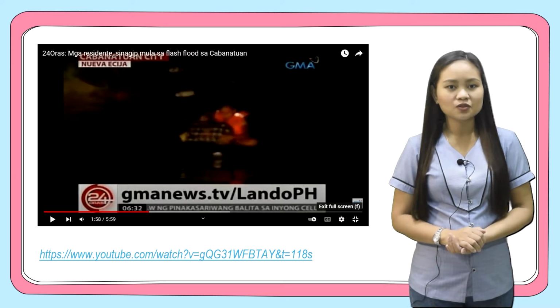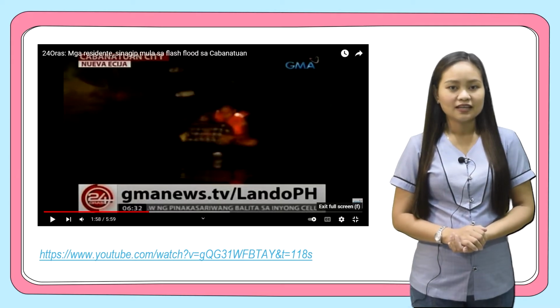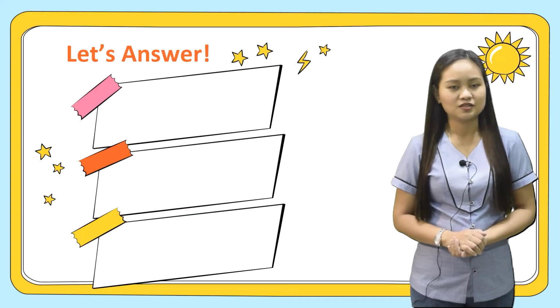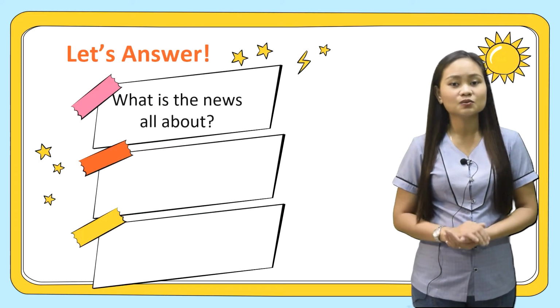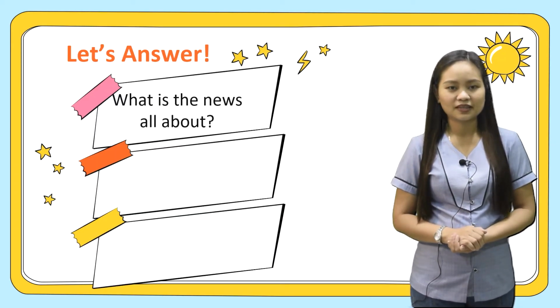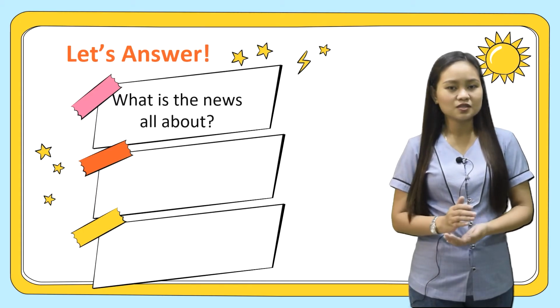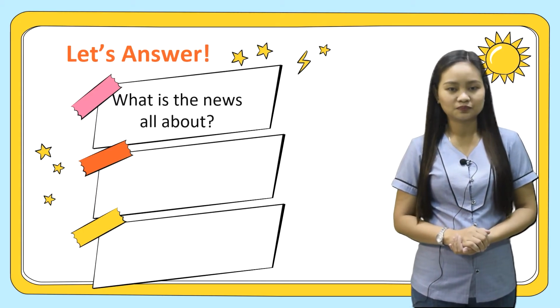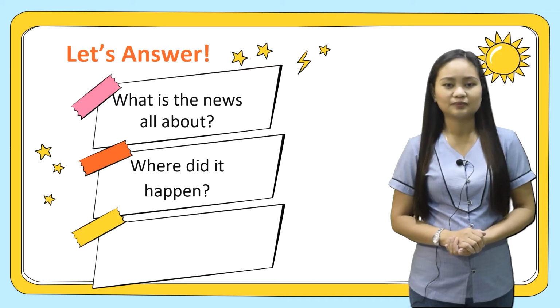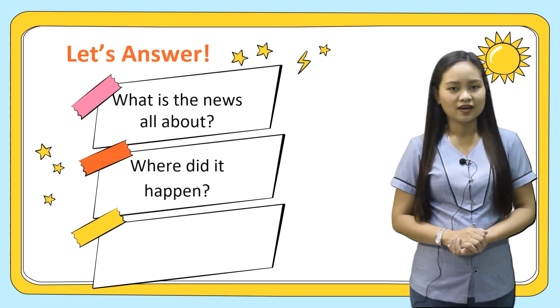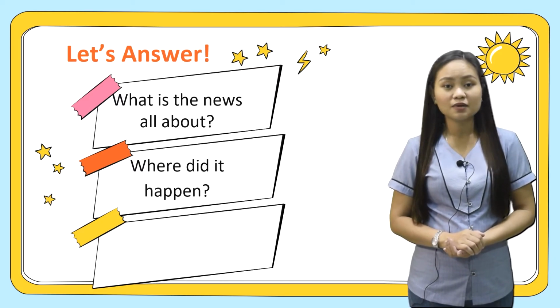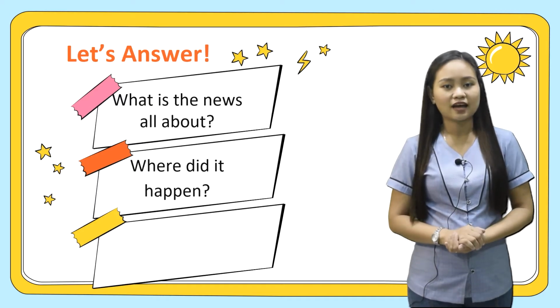Did you understand what you have watched? Let us answer the following questions. What is the news all about? Very good. The news is about Typhoon Lando. Where did it happen? Correct. It happened here in Cabanatuan City during Typhoon Lando.